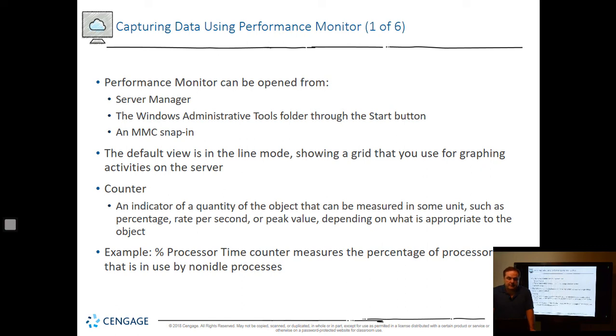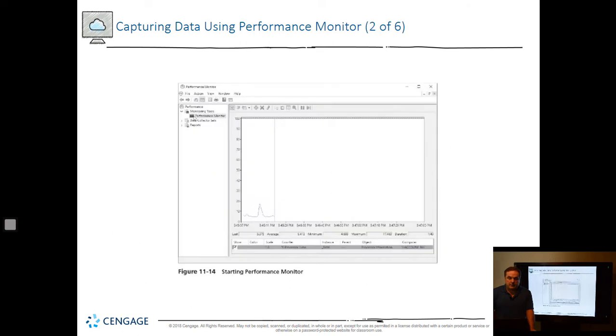And there's counters. There are hundreds and hundreds of counters in this thing, and they get very granular. So you kind of have to know what you're doing in order to understand what it is that you're looking at in Performance Monitor. So in this particular case, we can see there's only one monitor going. It is the percent processor time. So that's how much the processor is being used at this moment.